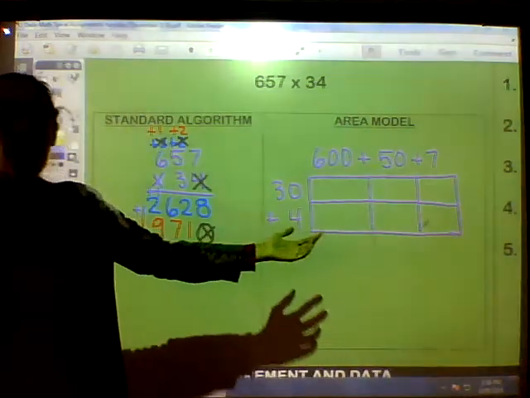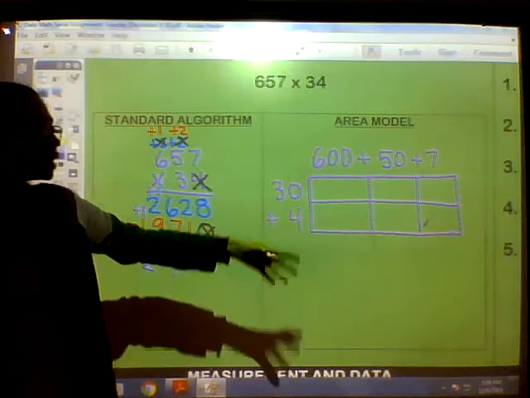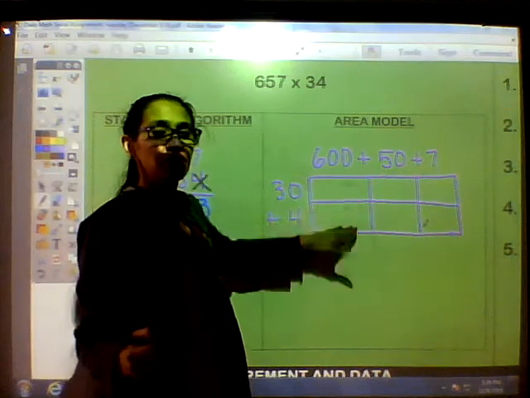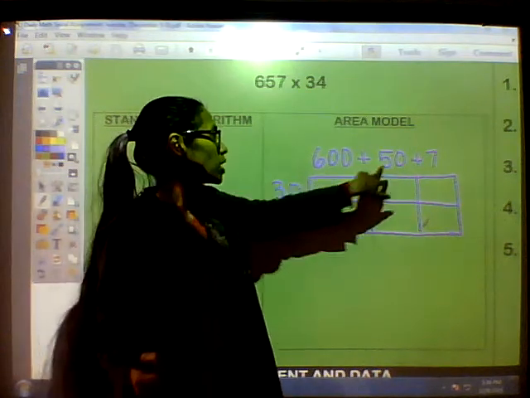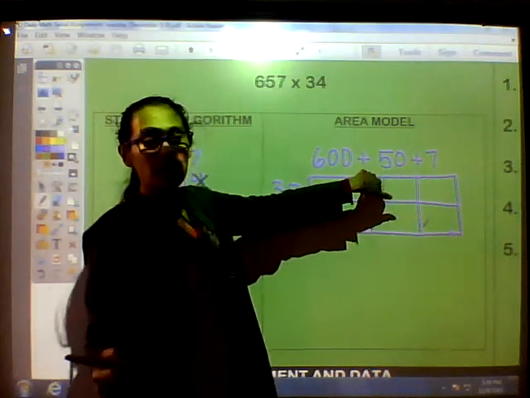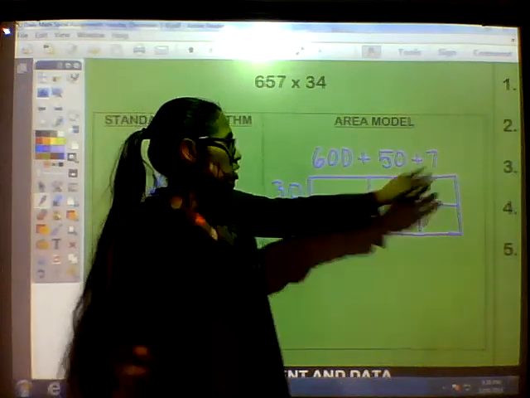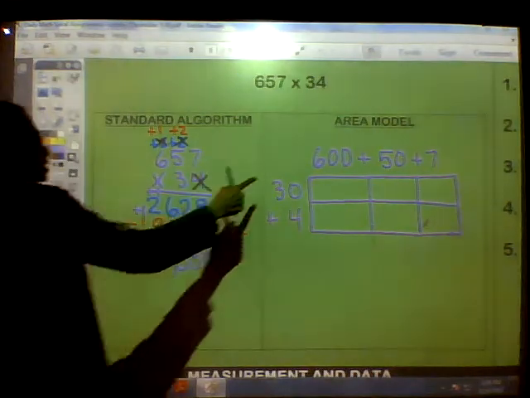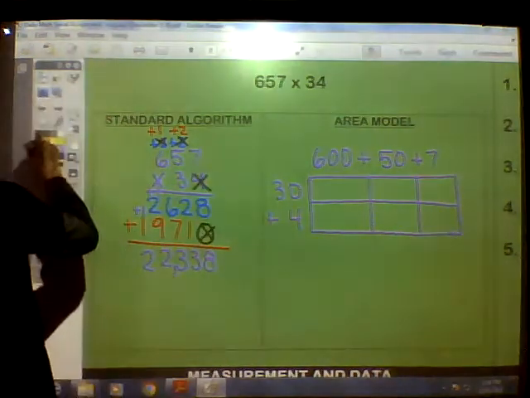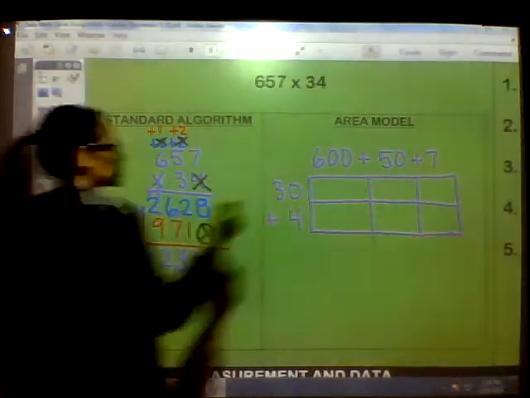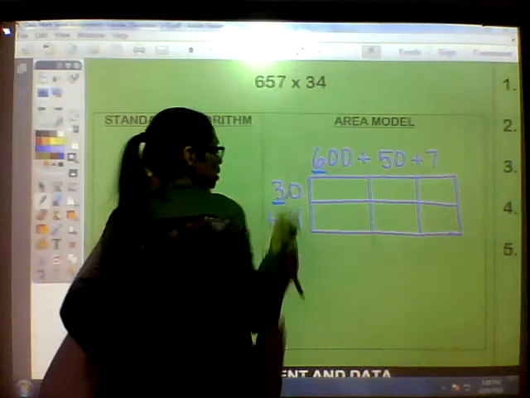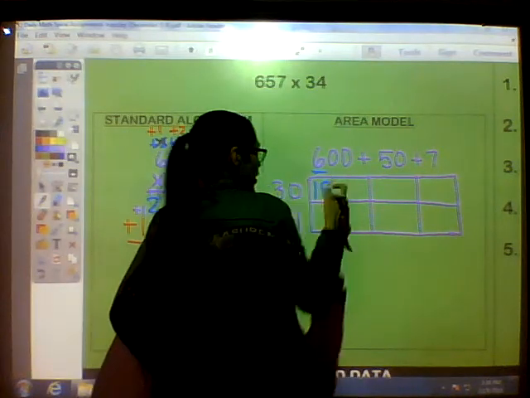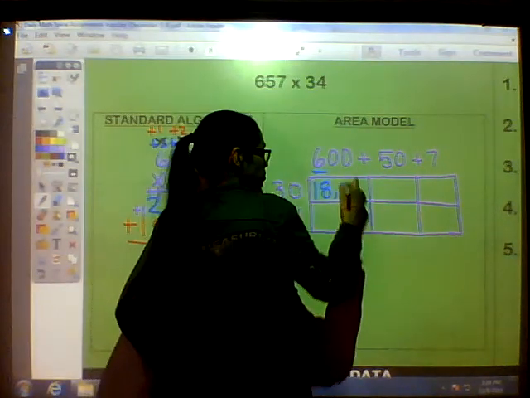Now, the boxes do not have to be equal, and if you notice, these boxes here are bigger because of that 600. So these are larger numbers. And look, that only has 2 digits in that number, so it's a little bit smaller, and that one only has 1, so it's smaller. All right, so let's do 600 times 30. That is like multiplying 6 times 3, which is 18. Add 1, 2, 3 zeros.